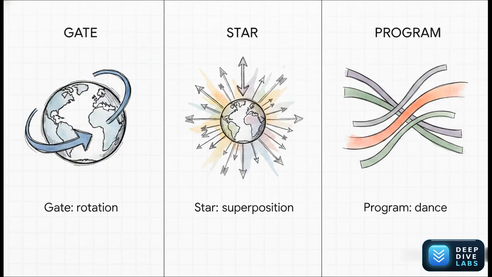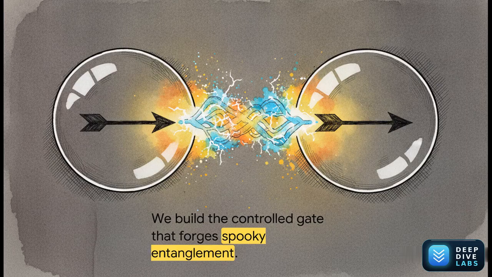And 3. A program is really just a choreography of these turns, meticulously arranged so the wrong answers cancel out by interference and the right one rings out loud and clear. But remember, every single gate we've drawn out today has only touched one qubit. Just one lonely arrow on its own little globe. The real spooky magic, that Einstein-bothering connection where 2 qubits share a single fate, requires a gate that reaches across 2 qubits at the exact same time. So next time on our explainer, we're going to build that exact move, the controlled gate that forges entanglement.